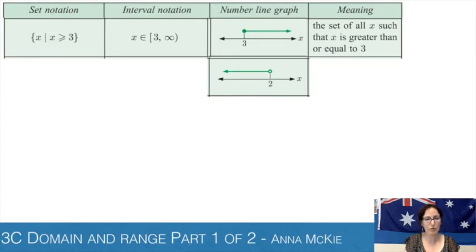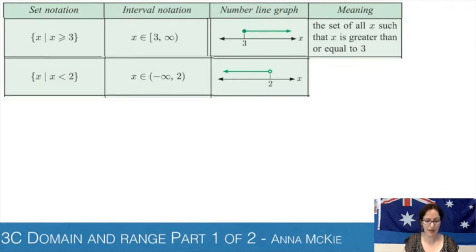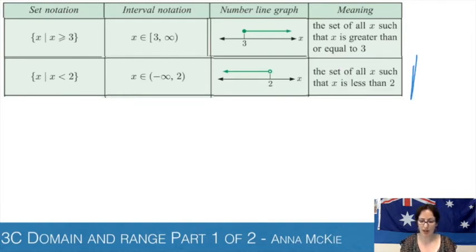Next, this one. What would the interval notation look like for that? We'd have X belongs to, now 2 is our upper limit, so 2 actually goes on this side. Square or round bracket though, round, and going to negative infinity, and infinities have round brackets. So that's what that one is. The matching set notation with the line in between here with the X and the X, so less than 2, not equal to. And that's the set of all X such that X is less than 2.